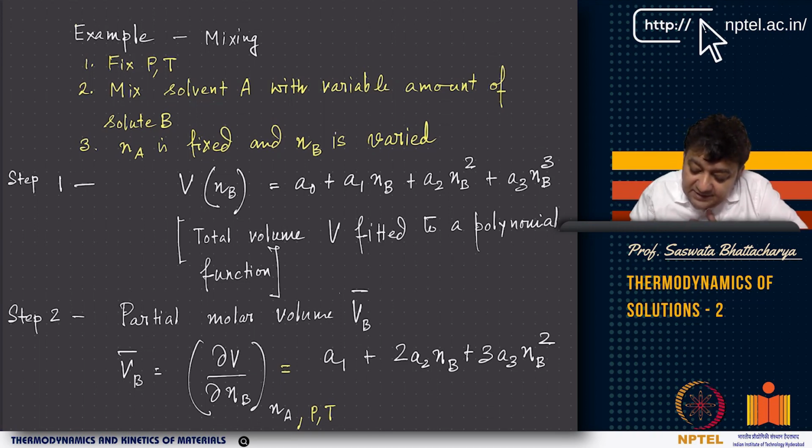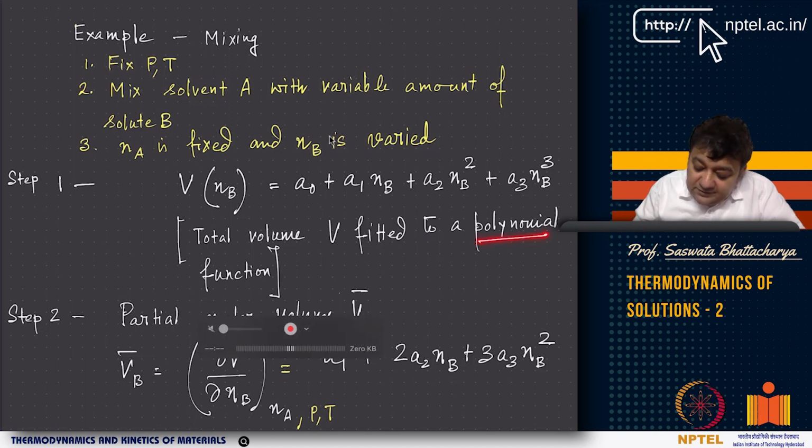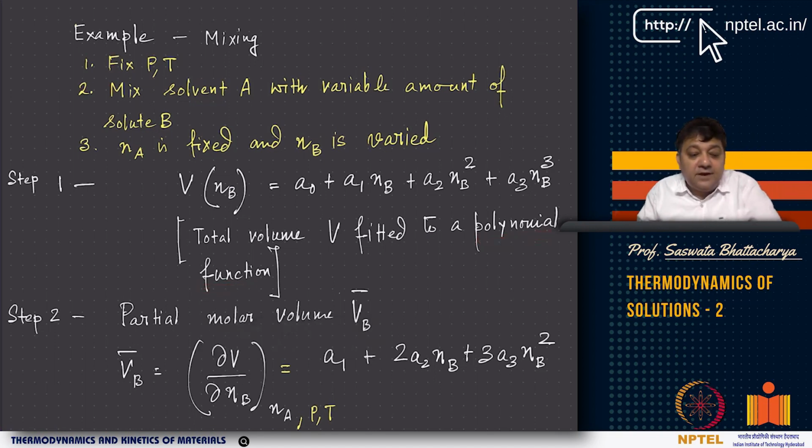V(NB) you can write as A0 plus A1 NB plus A2 NB squared plus A3 NB cubed, right? So what I am talking about is, what are these A0, A1, A2, A3? We are assuming that it is fitted to a polynomial of some order. Here the polynomial that I am using is of order 3, right? A polynomial function of some order, so we are using that.